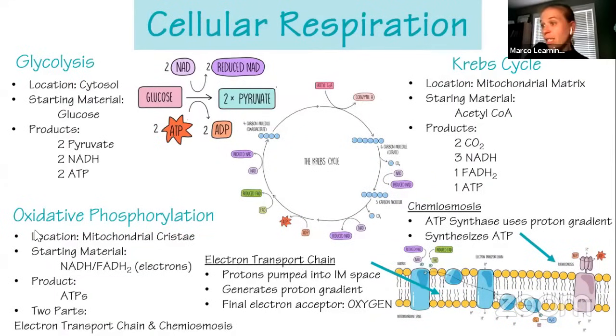The electron transport chain is going to be found in the mitochondrial cristae. So the mitochondria has a double membrane.